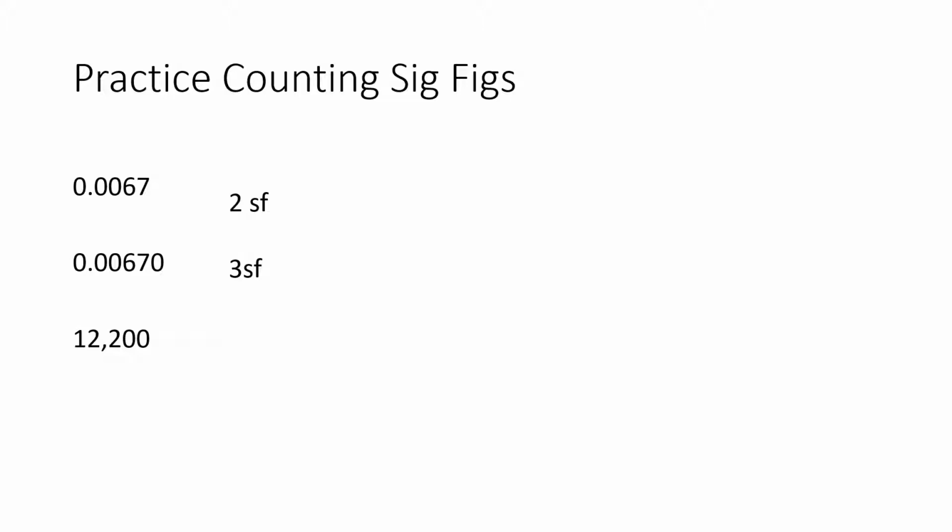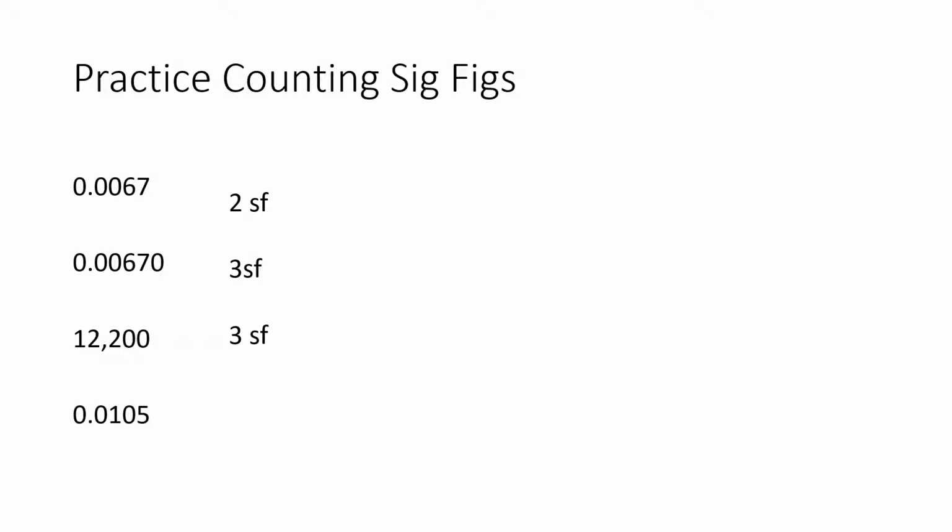Look at the number 12,200. There is not a printed decimal point, so the decimal is absent, so we're going to start on the Atlantic side, on the right side of the number. The first non-zero digit from the right is 2, so the 2 and the 1 count. So this number also has 3 sig figs.